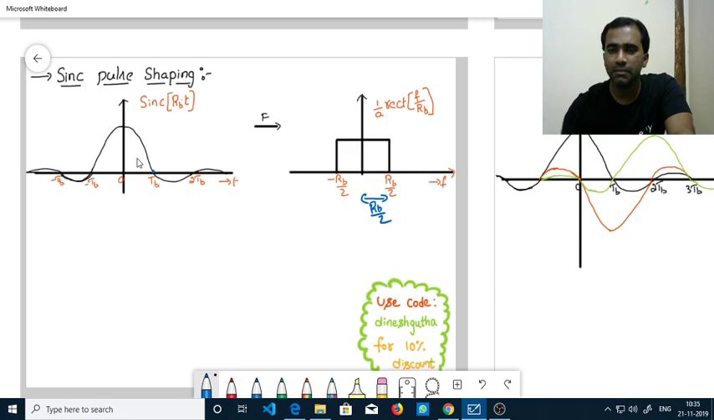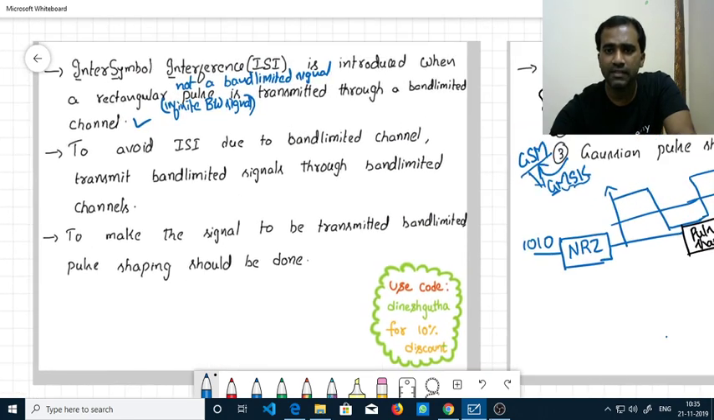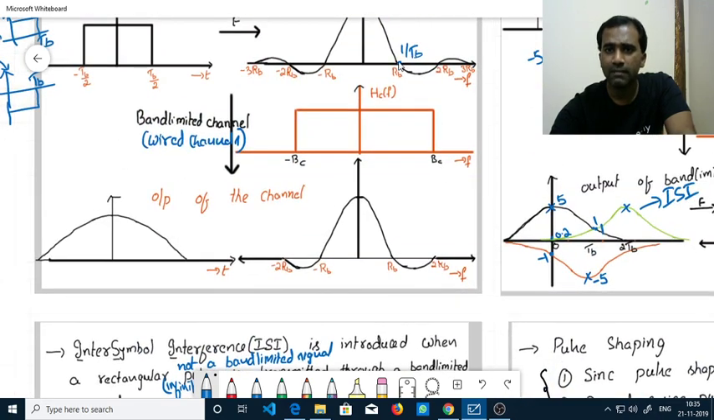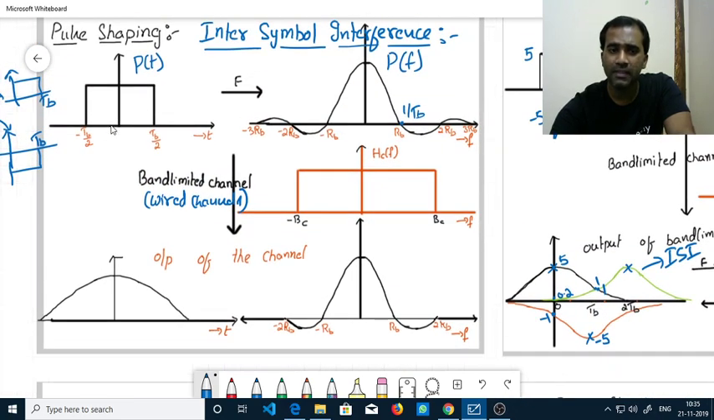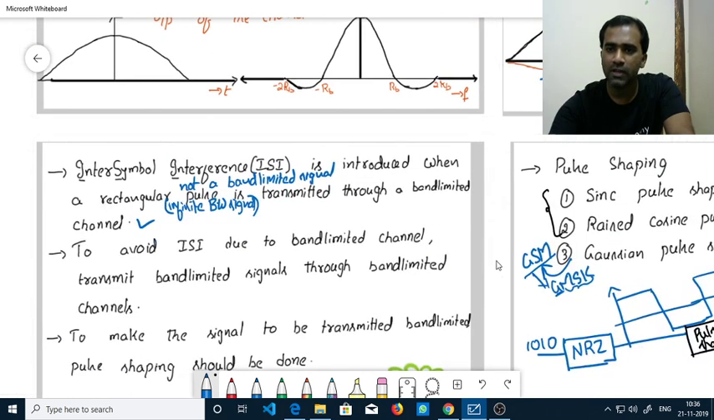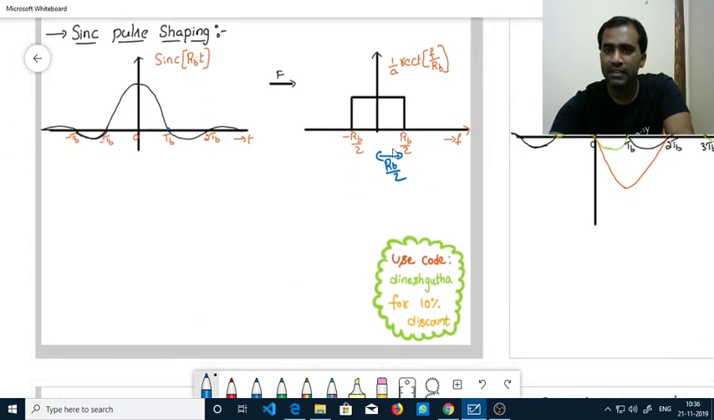Whereas in the previous case, the bandwidth is different. If you're using a rectangular pulse in time domain, in frequency domain it is sync, and the null point ends at RB. So practically speaking, we say the bandwidth of this pulse is RB. Whereas if you are using sync in time domain, in frequency domain it becomes a rectangle, and the bandwidth has also reduced. It is only half of the bandwidth that we use with a rectangular pulse in time. So there are two advantages here. If you are using sync pulse shaping, the signal becomes band limited, that is the first advantage. The second advantage is that the bandwidth has also reduced.